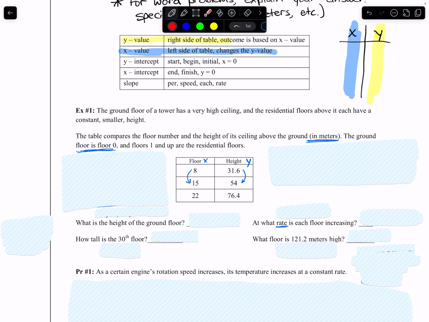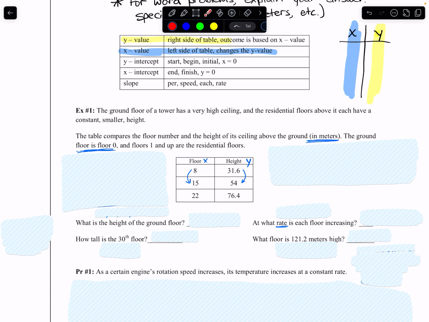I know we've gone over a word problem strategy that I like to use in previous videos, and part of that word problem strategy is to circle the question. We're not going to do that here because all the questions, there's 4 of them, and they're all here at the bottom. But we should know that the ground floor is floor 0, has a constant height for all the other floors.